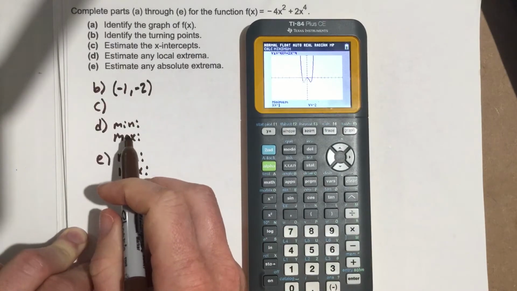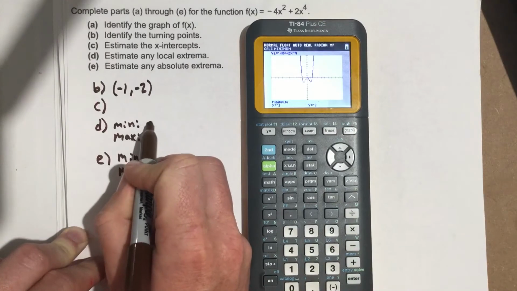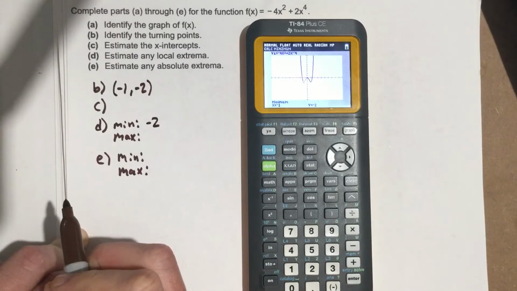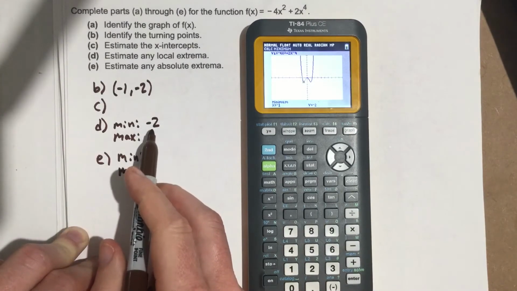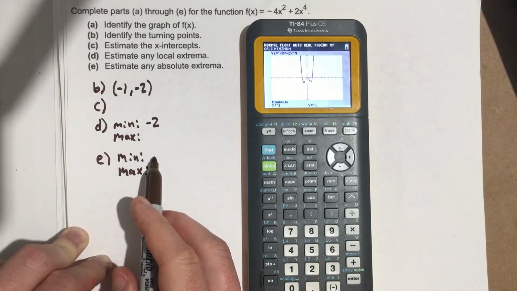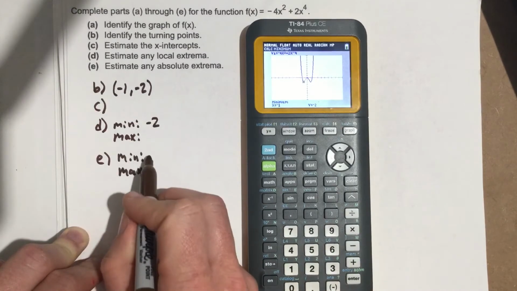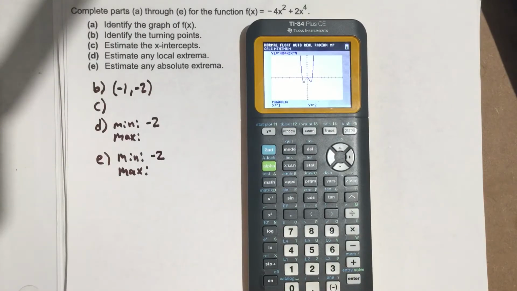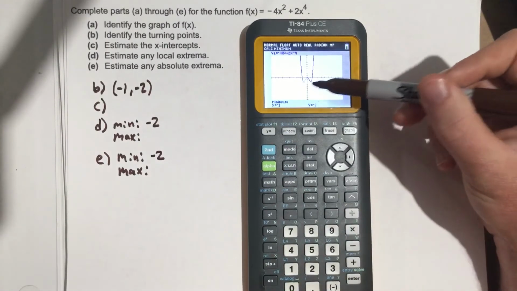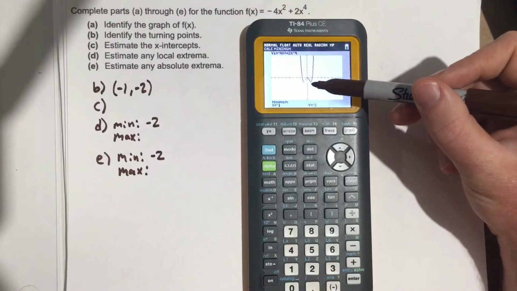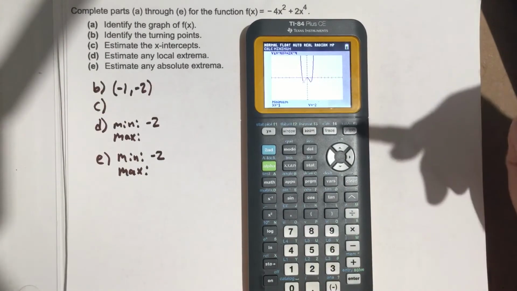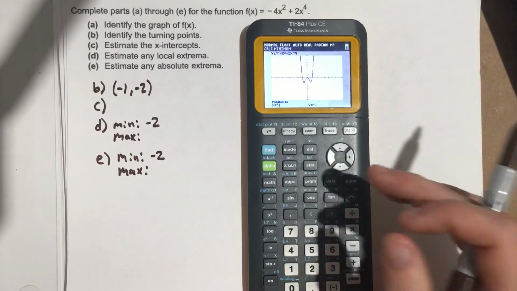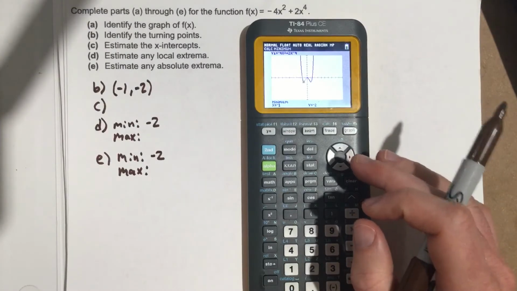One of our minimum values is negative 2 for our local. It also happens to be an absolute because it is the lowest point on the graph. There's another one that reaches that exact same spot, but that means that we have a local min, or an absolute min, of negative 2.